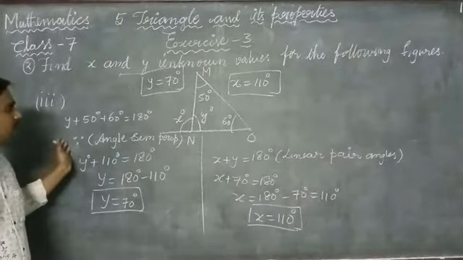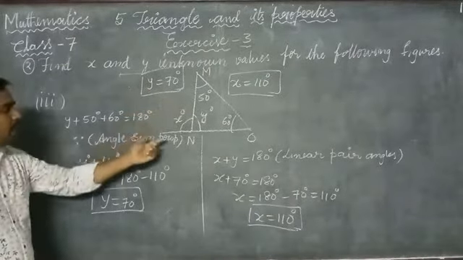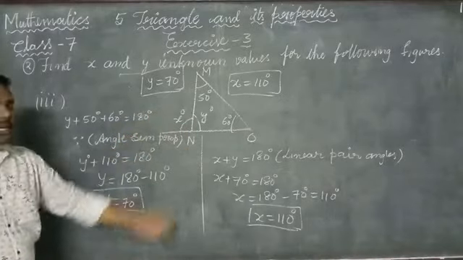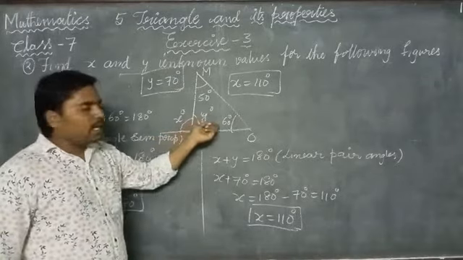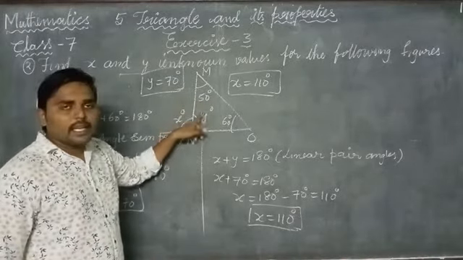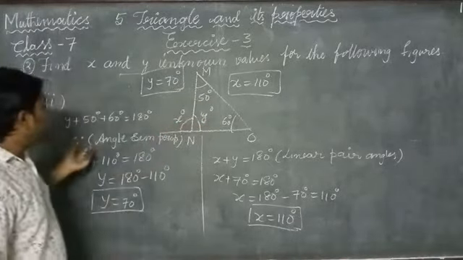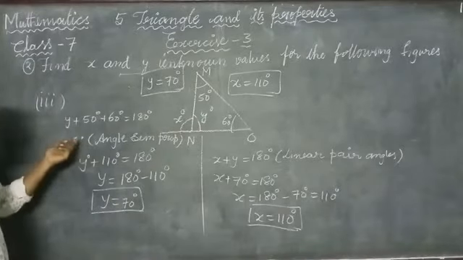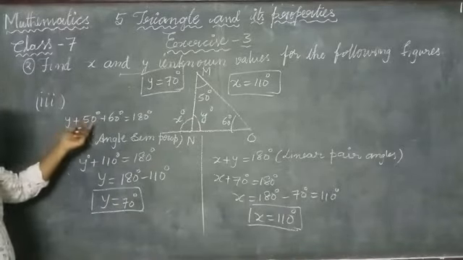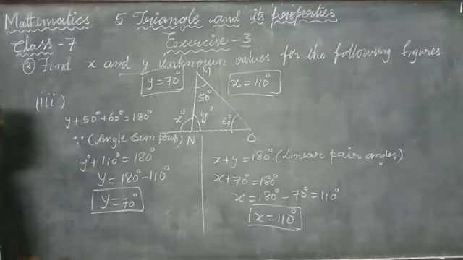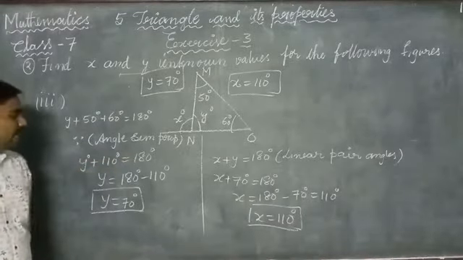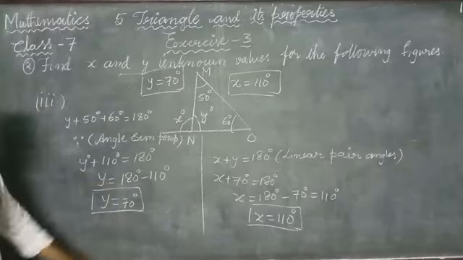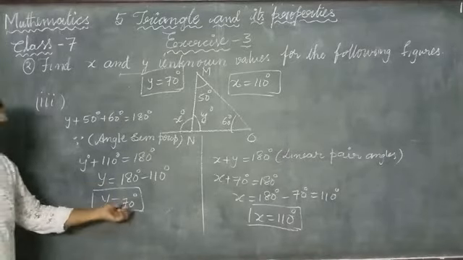Once again I am saying, here they have given a triangle, and in that x and y are the unknown values. The angles of the triangle are 50, 60 and y. From the angle sum property of a triangle, it can be written as y plus 50 plus 60 equals 180 degrees. Then y plus 110 degrees equals 180 degrees. Then y equals 180 minus 110, y equals 70 degrees.